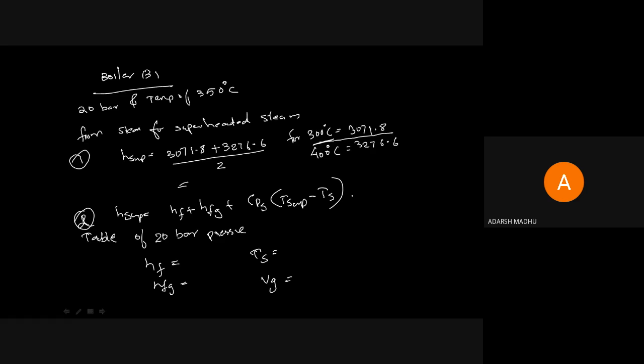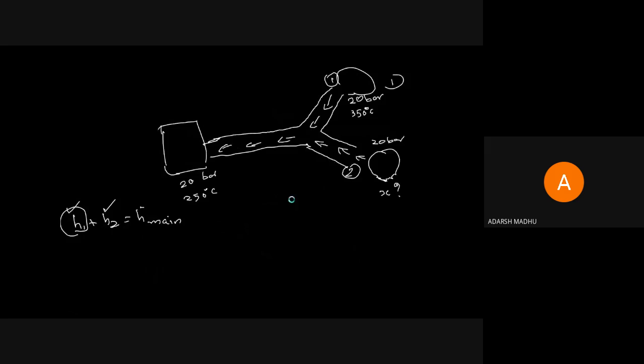In your answer key, this equation and this problem is done. This method is what has been used: HF plus HFG plus Cps into T superheat minus Ts. To find this value, the Cp value is given in your problem.